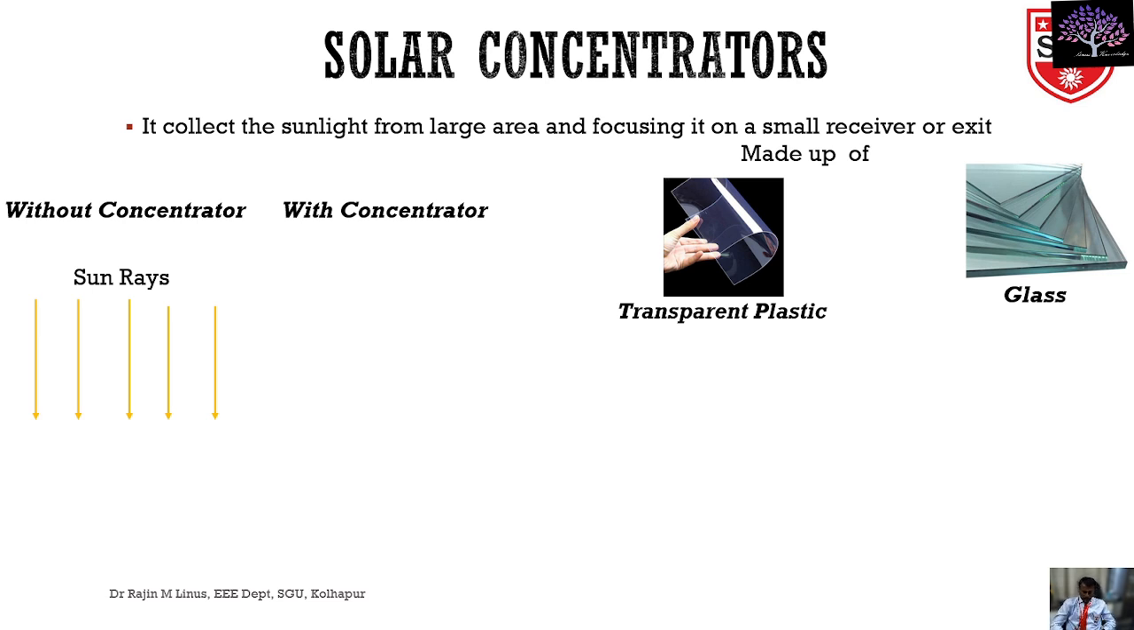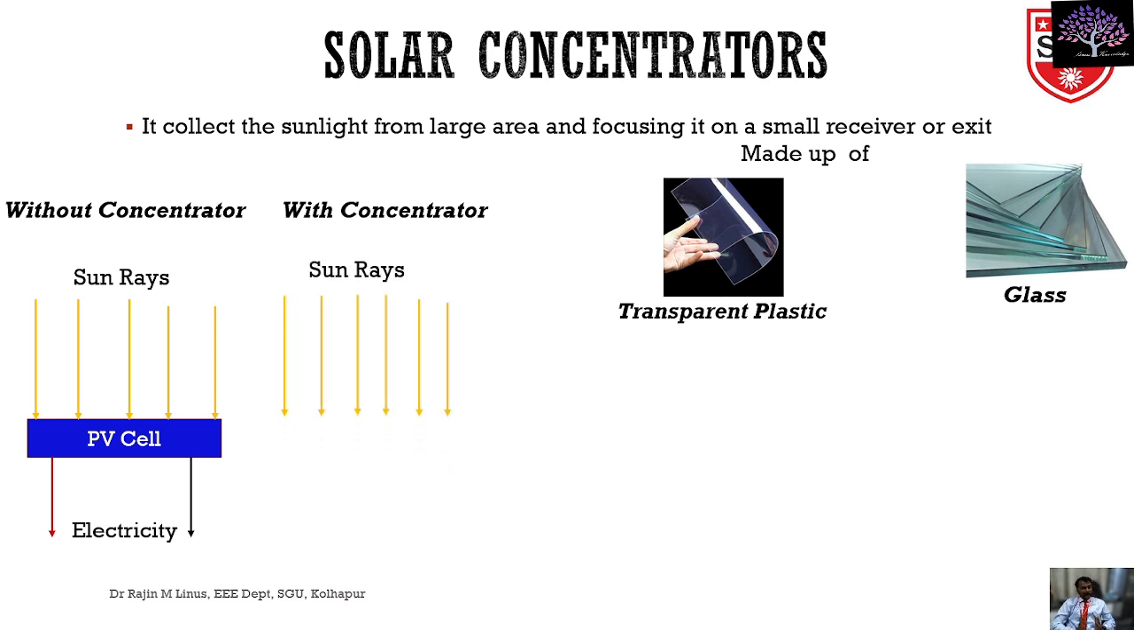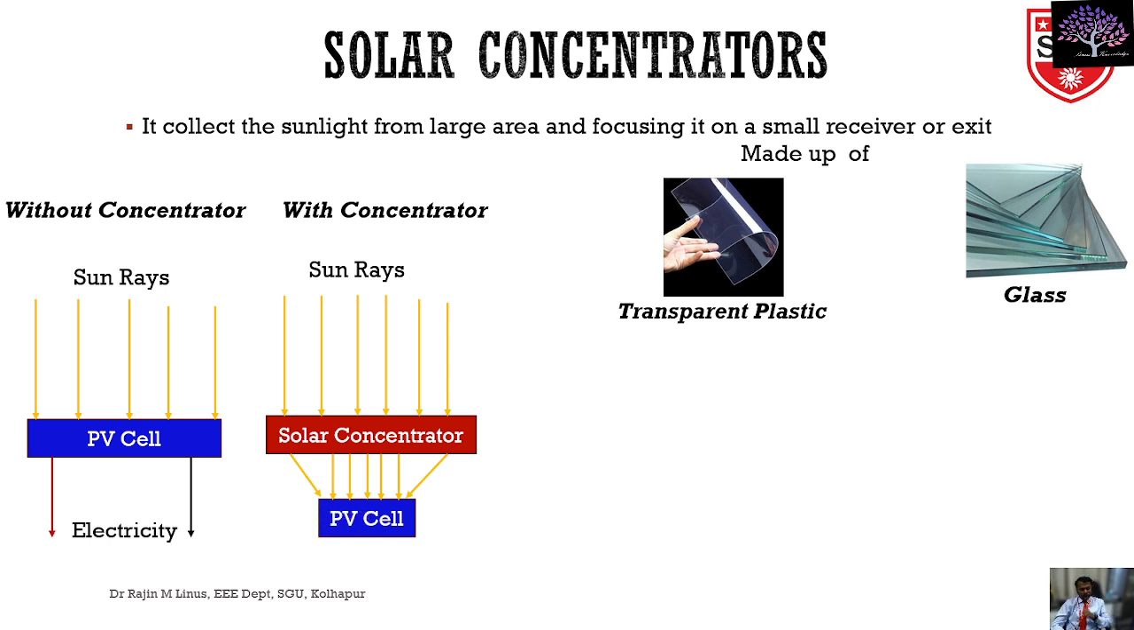Without a concentrator, the sun rays always pass to the PV panel and electricity is generated. This is called without concentrator. With the concentrator, sun rays are focused on the solar concentrator, which focuses all the solar energy onto the PV panel. When we see this, without a concentrator we require a bigger PV panel, since there is no focus. With the concentrator, we require a small PV panel. Why? The solar concentrator collects all the sun rays and focuses them to one place, so that is why we require a smaller PV panel.